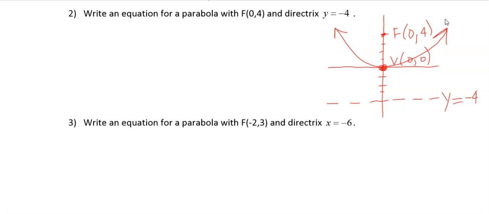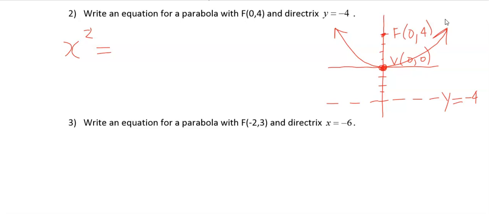Because it opens upward, the x part is going to be squared, so I'll put my x over on the left-hand side of my equation. And let me see now, x minus what? Well, the x-coordinate of the vertex is just 0, isn't it? So it's x minus 0. You don't need to put in the x minus 0. It's not wrong if you do, but you don't need to put in the x minus 0 part. So this is just x squared is equal to.